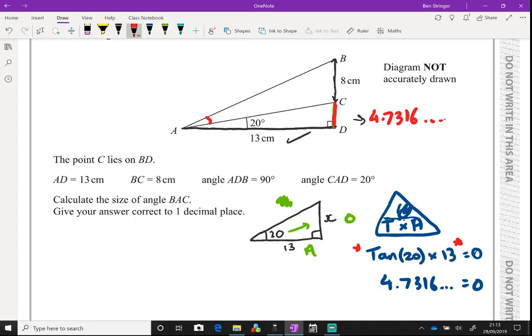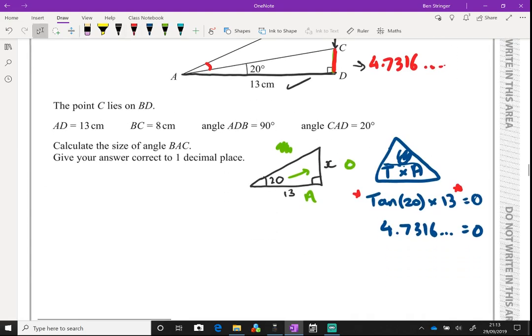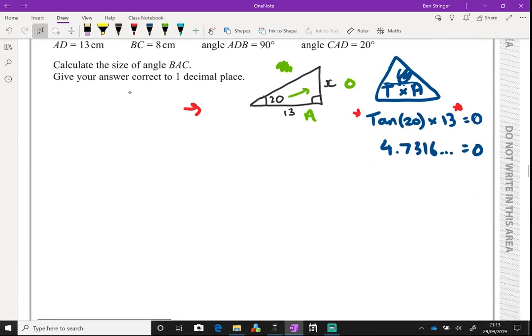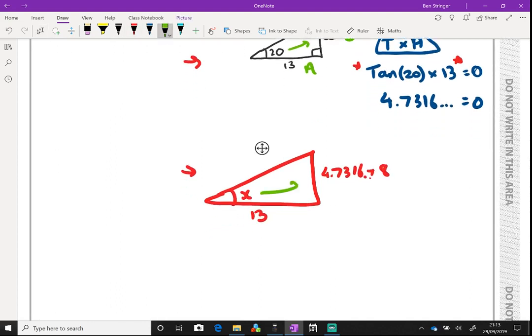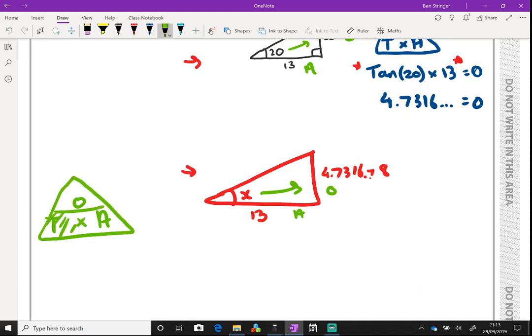Now we know the entire length here, 4.7316 plus 8. So if I now set up the big triangle problem, that length there is 4.7316 plus 8 dot dot dot, and the bottom one was 13. I want to work out that big angle. It's another TOA problem. So I'm going to write down my TOA triangle. I want to work out the angle, which is sort of trapped within here.